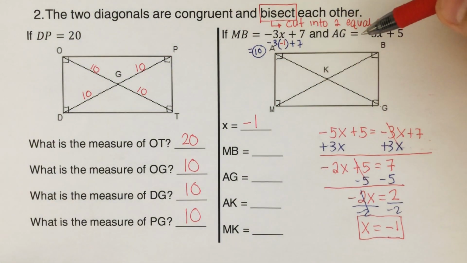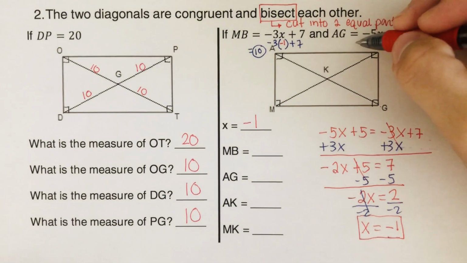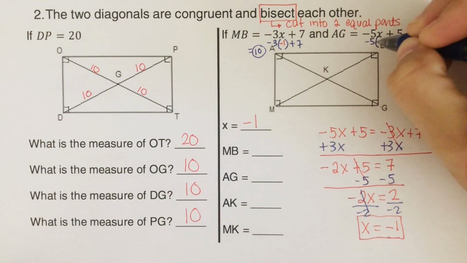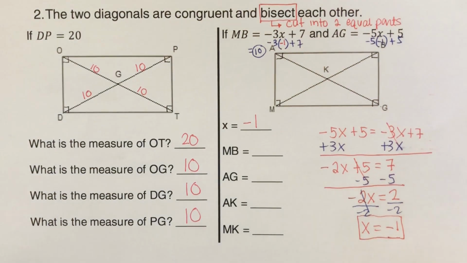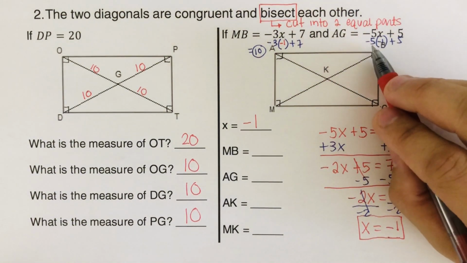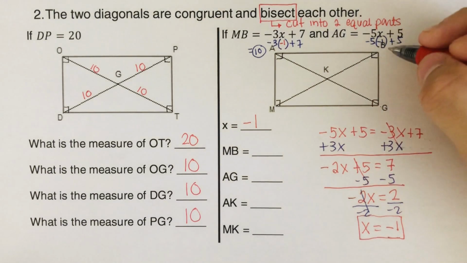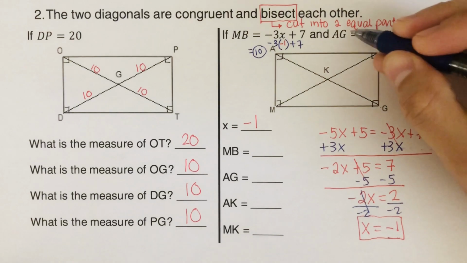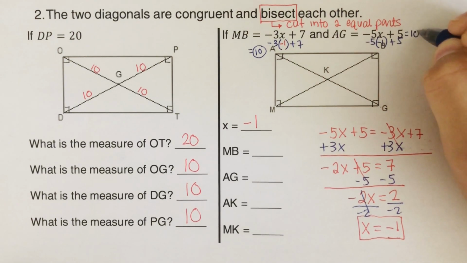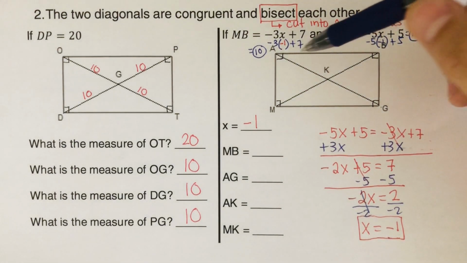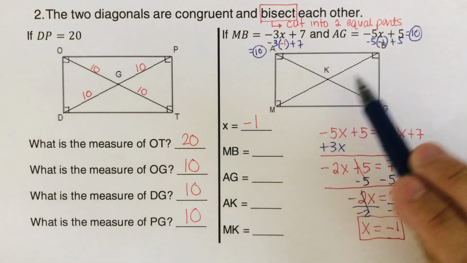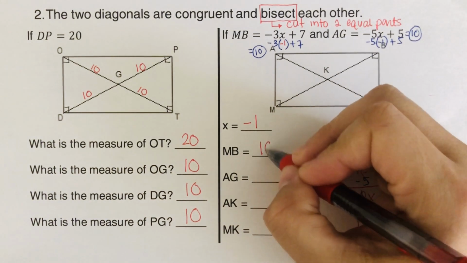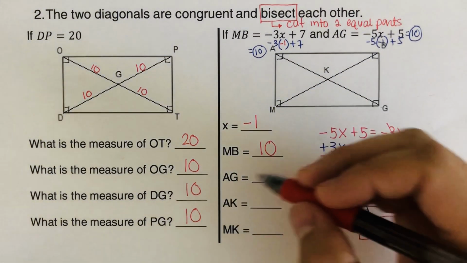Now let's find the value for AG. So that is negative 5 times negative 1 plus 5. Negative 5 times negative 1 is positive 5. Plus 5 is a positive 10. So our AG is a positive 10. So both diagonals, AG and MB, are 10. So we go ahead and say MB is 10, and then AG is 10.